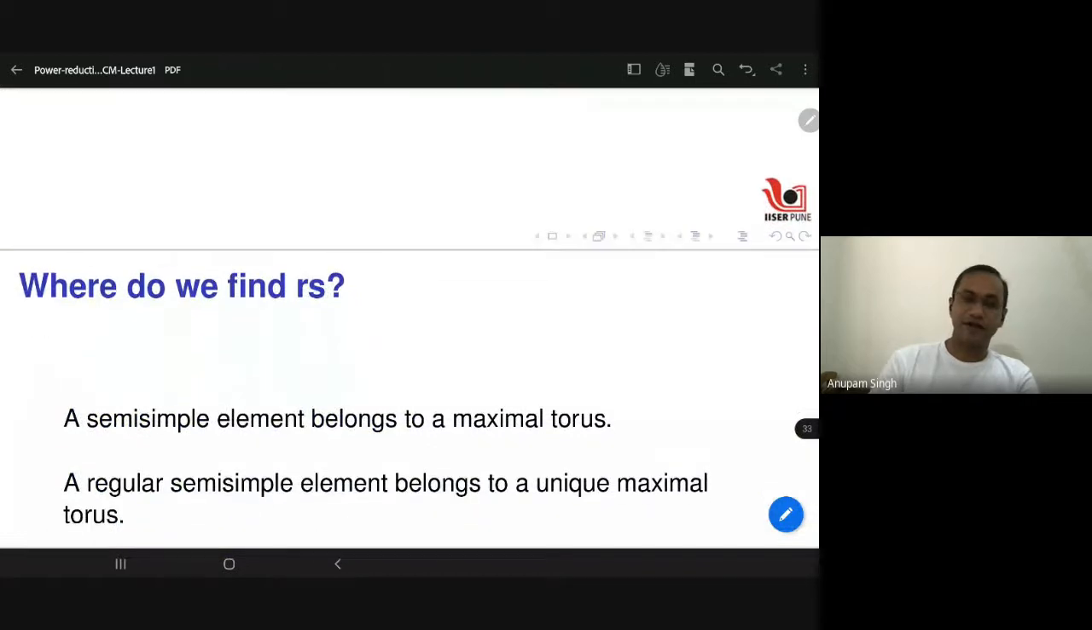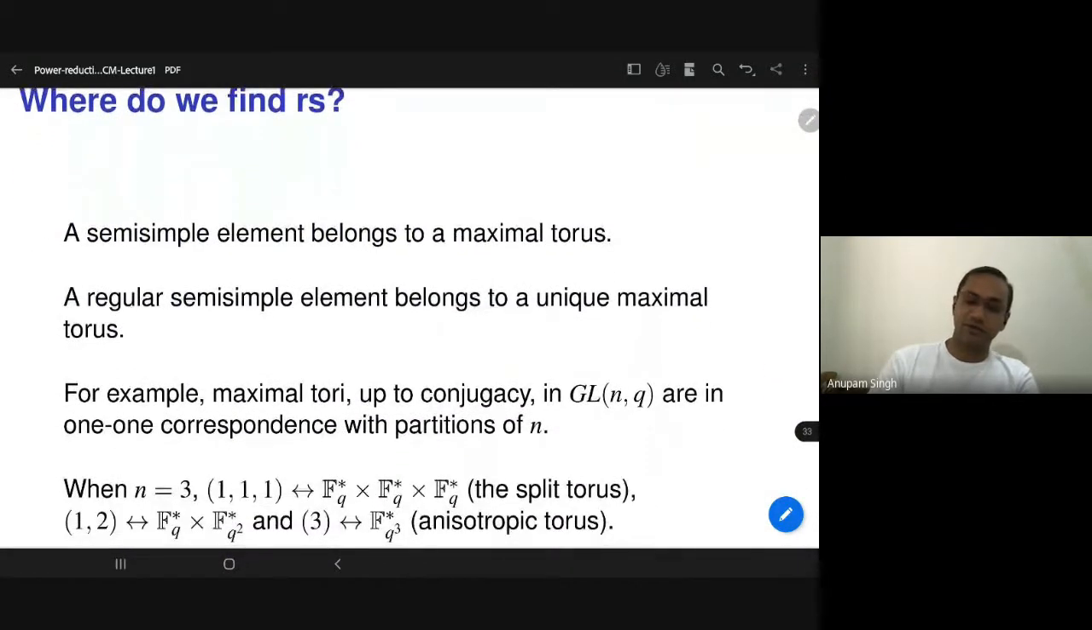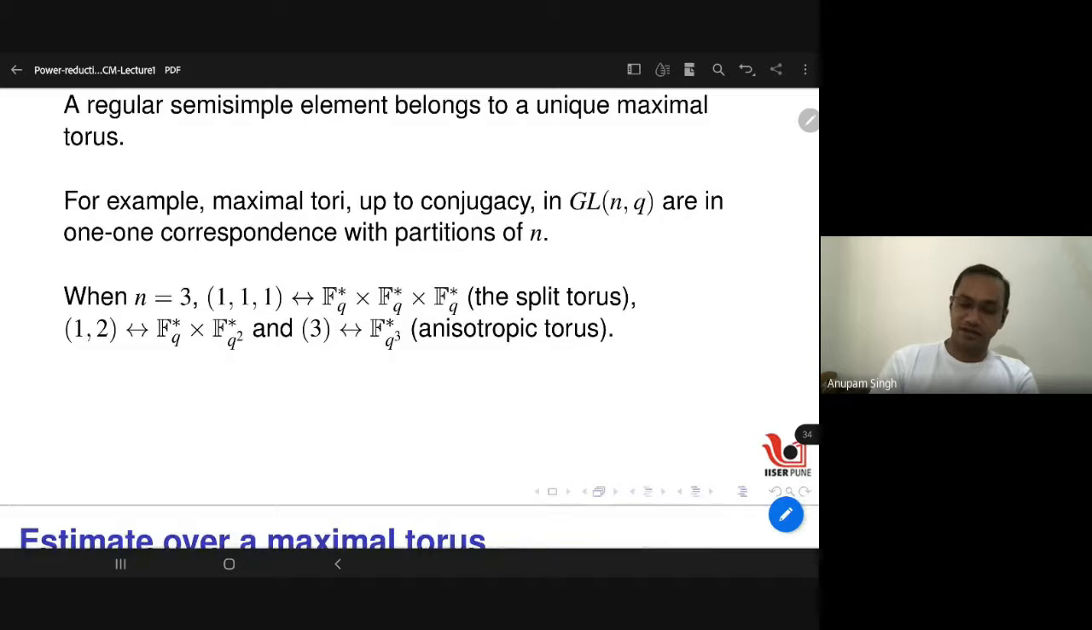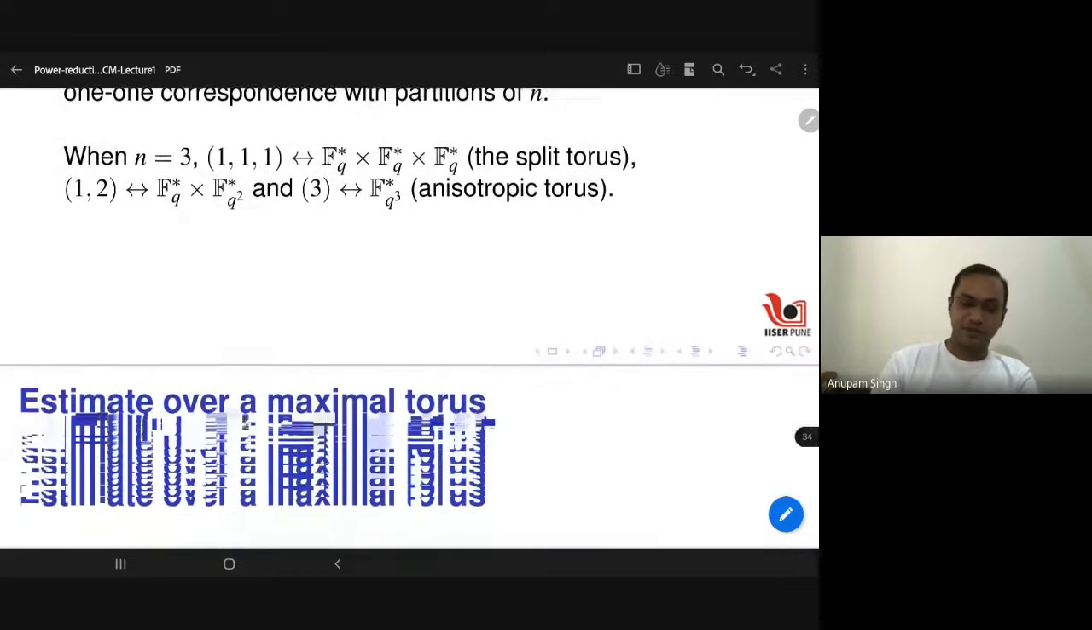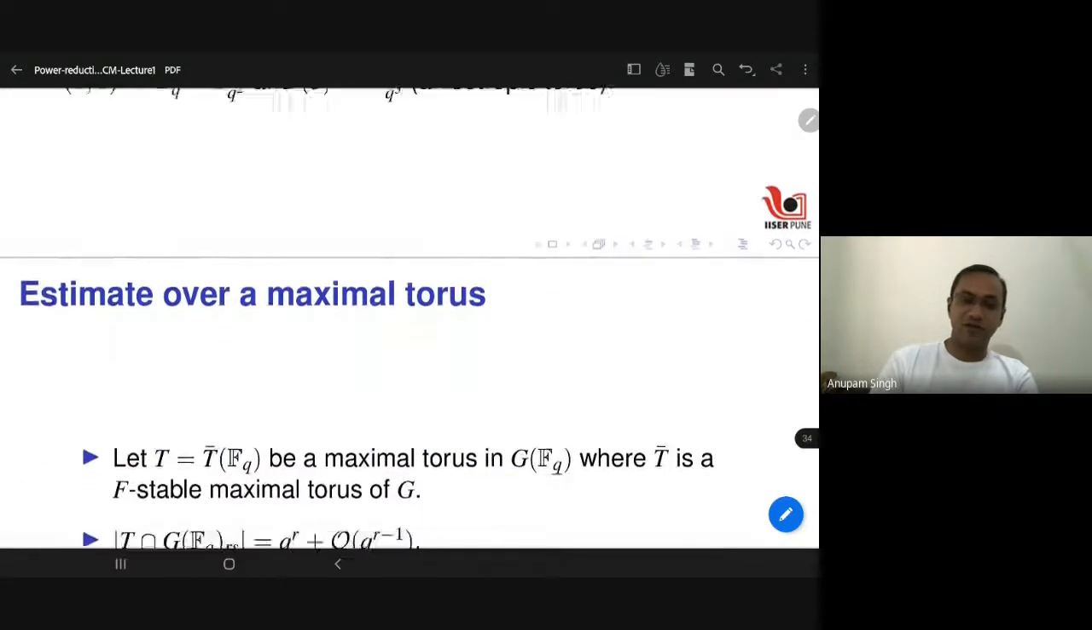Okay, so where do we find regular semisimple elements? As I said just now, a regular semisimple element belongs to a maximal torus, in fact to a unique maximal torus, so we work with maximal tori basically. For example, for GL_n(q), we know what kind of maximal tori there are. They correspond to partitions of n. I think I will write it down towards the end, maybe as an example for GL_n(q). So it boils down to finding an estimate over maximal tori.